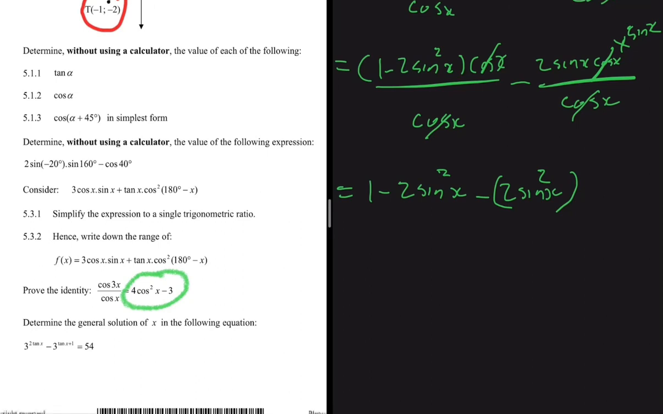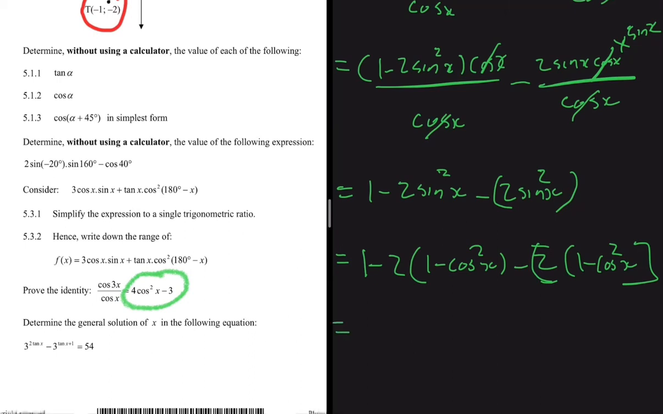Now, how can we do that? We know that sine squared x plus cos squared x is equal to 1. So if we do that, we have 1 minus cos squared x, minus 2 multiplied by 1 minus cos squared x. And then if we simplify this, we should get what we are required to prove.